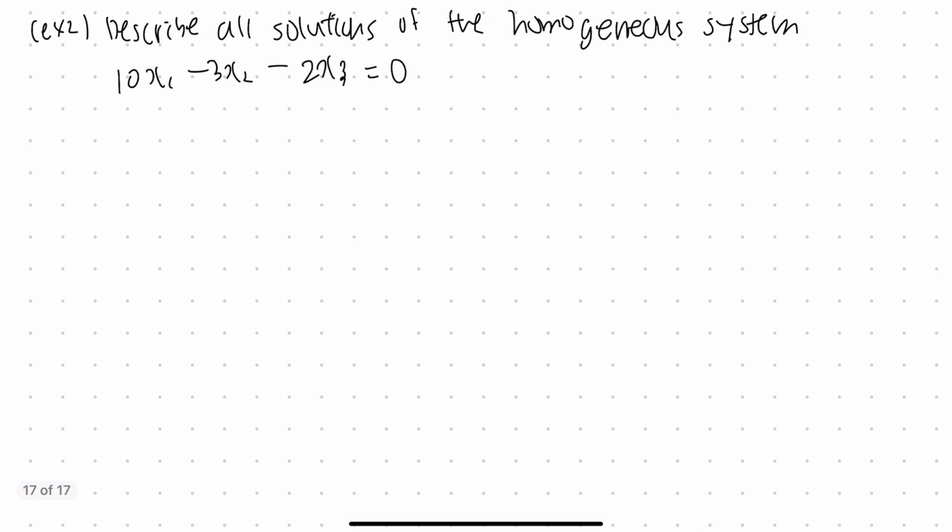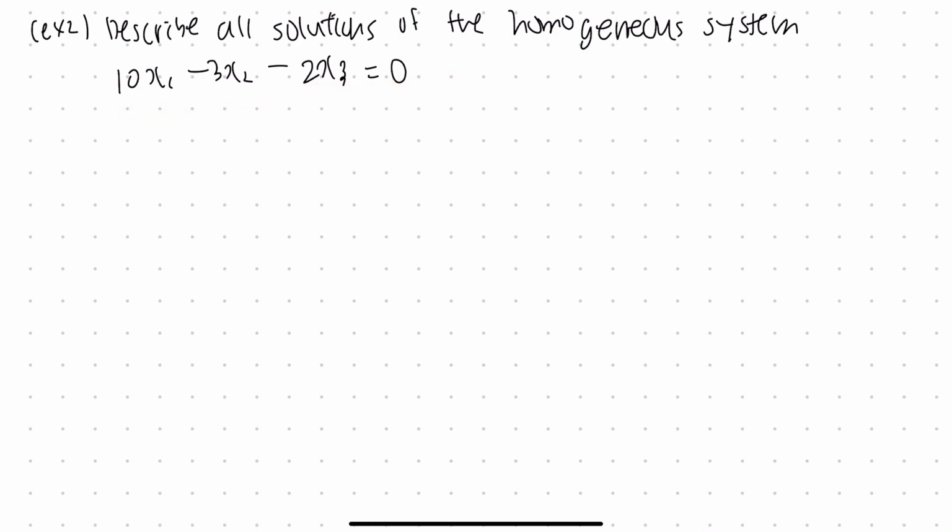In this question, it's saying a single linear equation can be treated as a very simple system of equations. Describe all solutions of the homogeneous system: 10x1 minus 3x2 minus 2x3 equals 0. And don't be surprised, because yes, this is the end of the question. You don't have 2 or 3 equations, but you have only one equation.